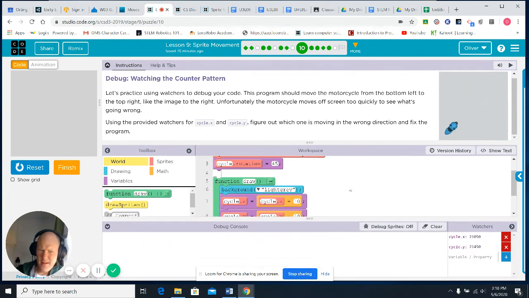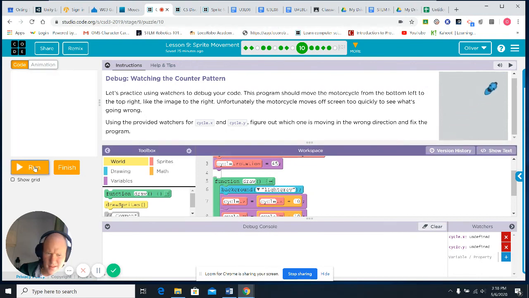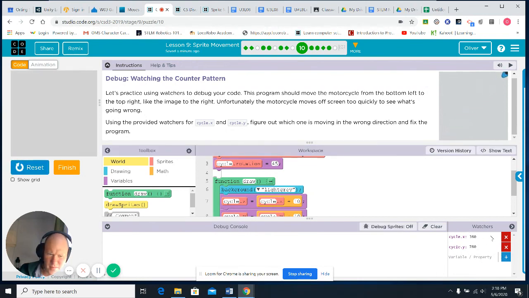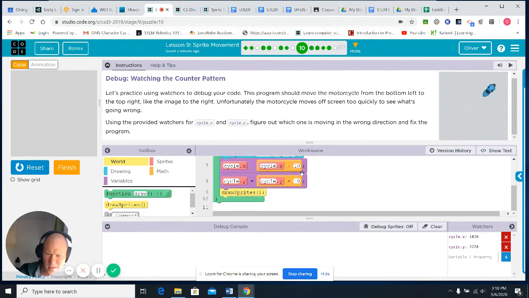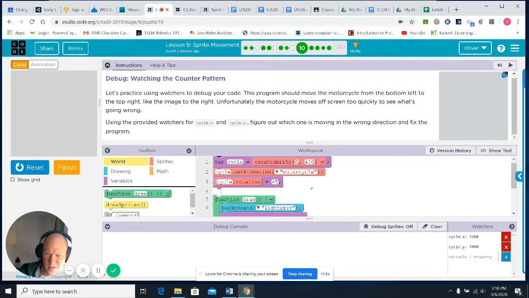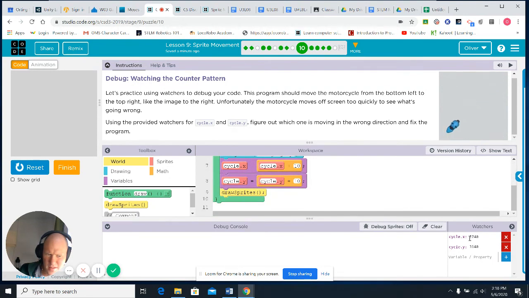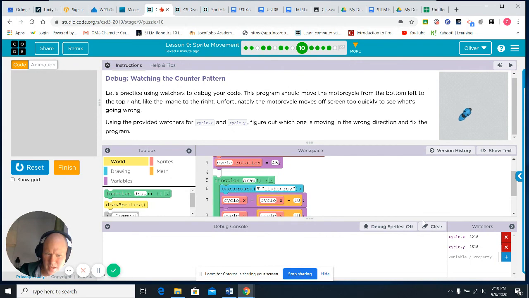Last thing, look at this. Let's take a look over here on the bottom right: cycle.x going up, cycle.y going up. It's keeping track of what's happening. The variable or property tells you where the x and the y of these are. They just continue to go up forever.